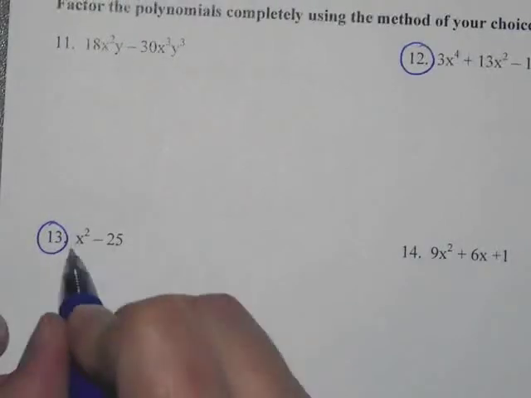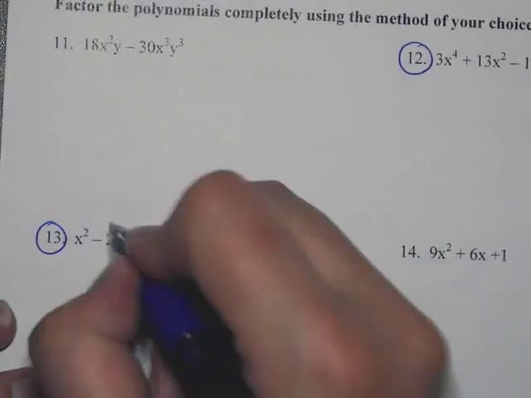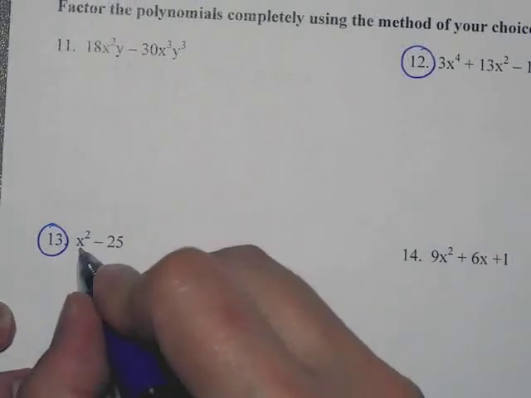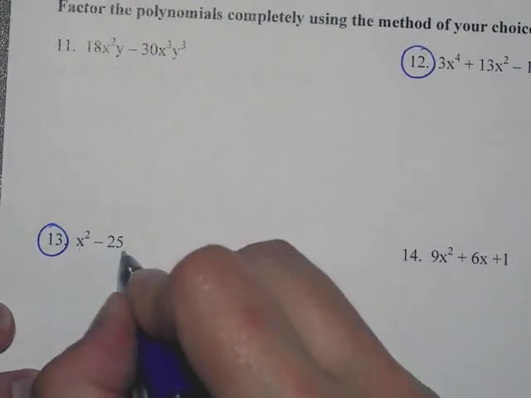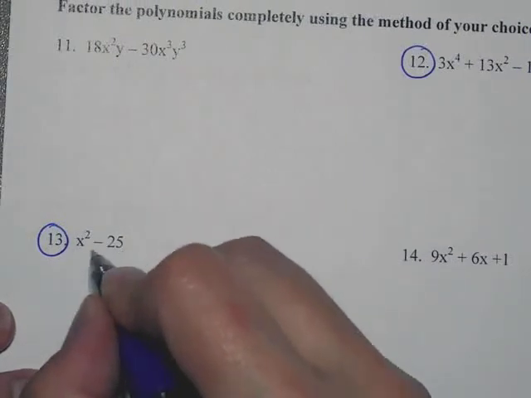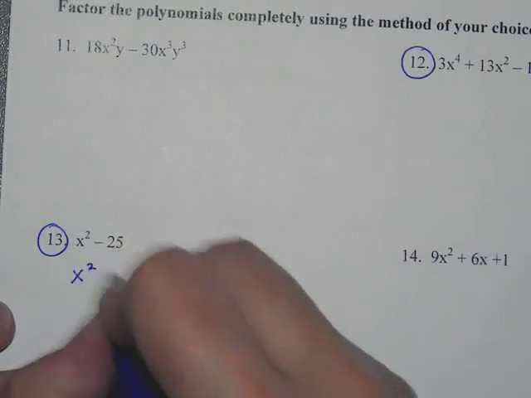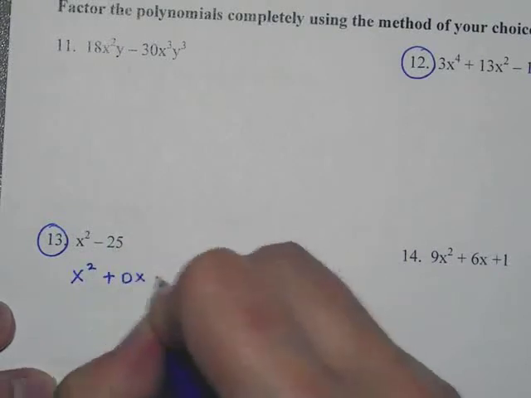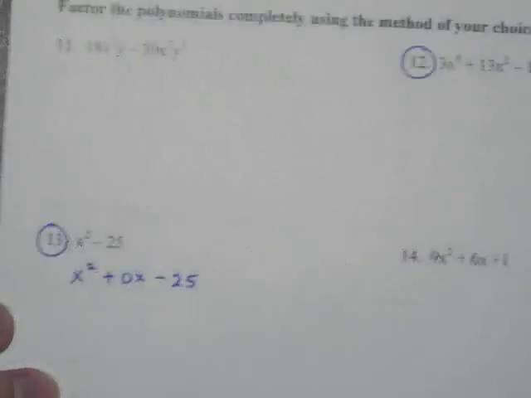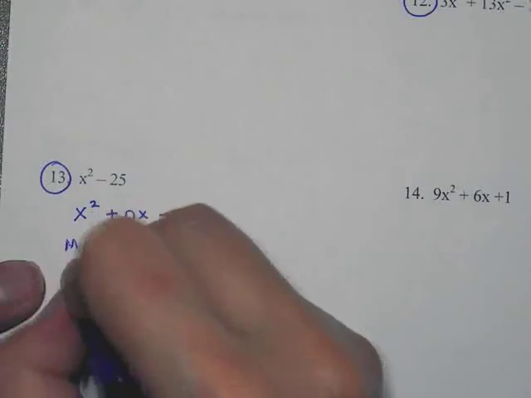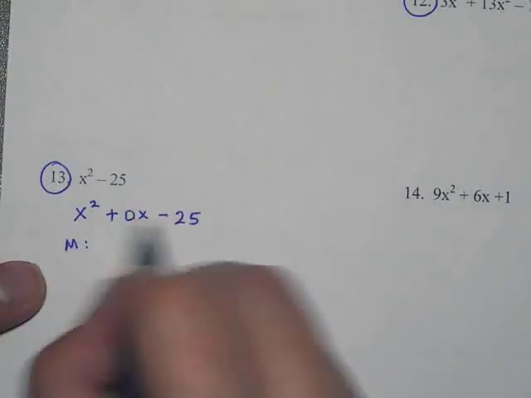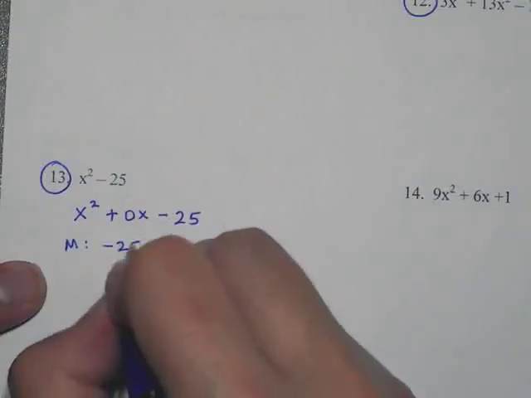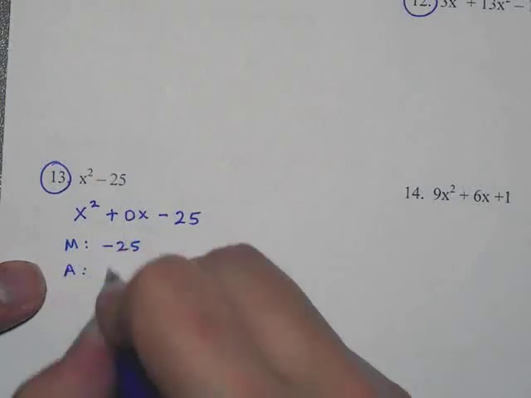This one, x squared minus 25, looks almost like a MARF problem. It has the x squared and it has the number at the end, but it's missing that x term in the middle. This is where we can put 0x into the middle of the problem, and then we can go ahead and MARF. So we're looking for numbers that multiply to be negative 25, 1 times negative 25, and add to be 0.